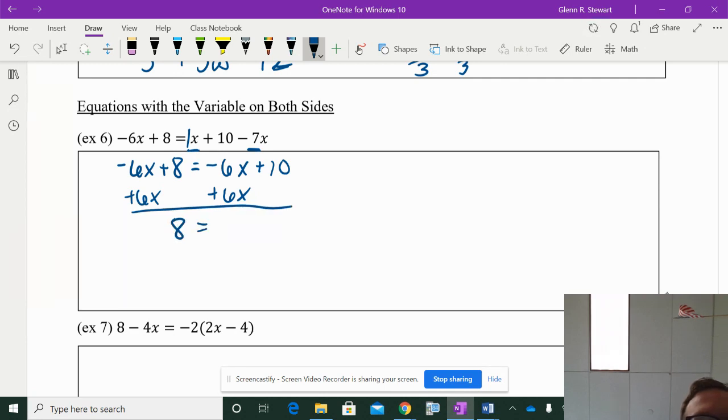this is going to be 8 is equal to 10. Whoa, we just canceled out all of our x values, all of our variables. And we found out that 8 is equal to 10. But is that true? No. 8 cannot equal 10. So whenever you get a system like this, this is what we would call no solution.